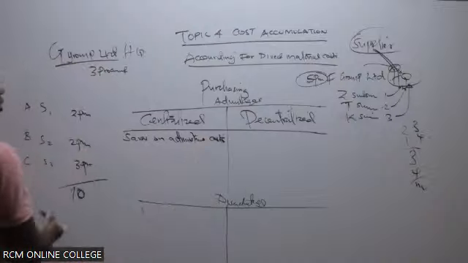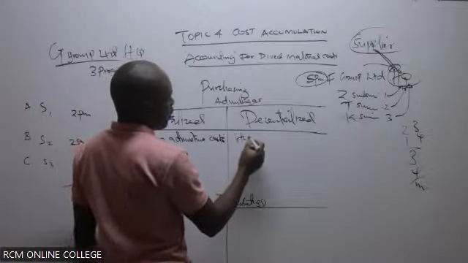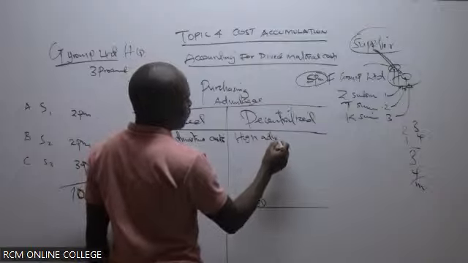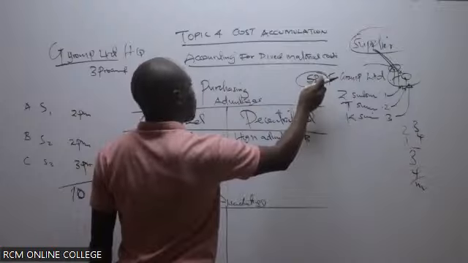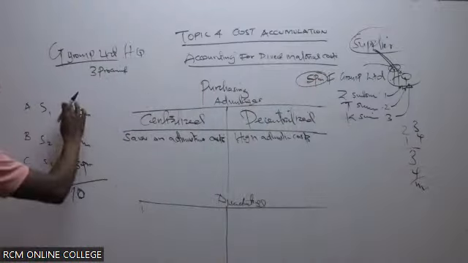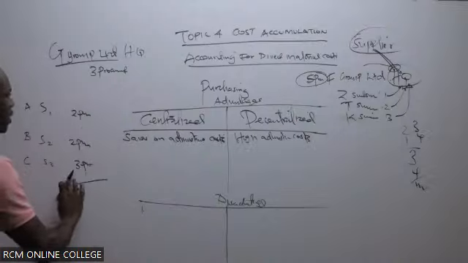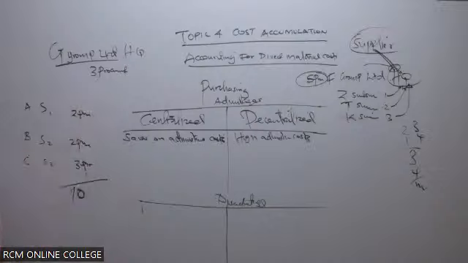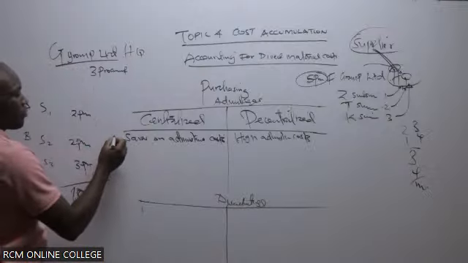How about decentralized? High administrative costs, because even apart from those people, they will have to be given an office here. They also have an office here. They have an office here. They also have an office there. So generally, administrative costs are so high in the decentralized.